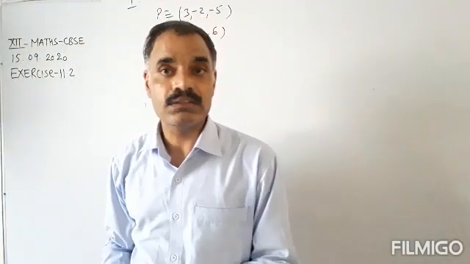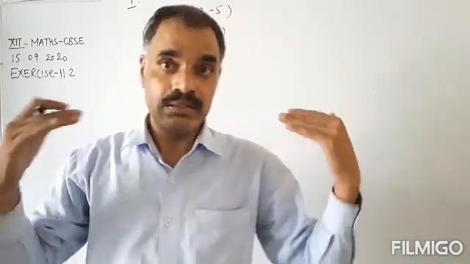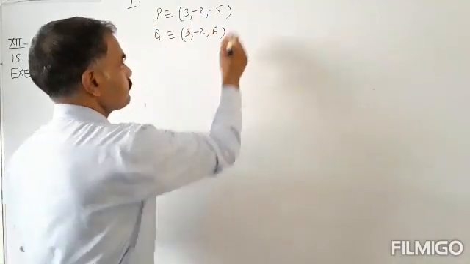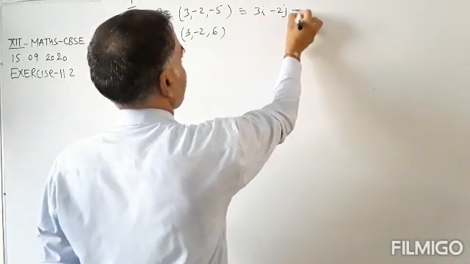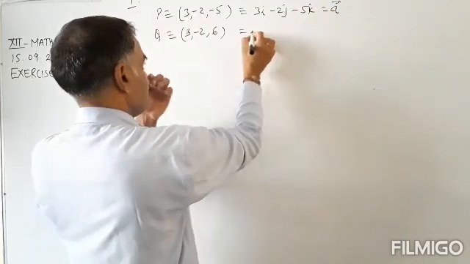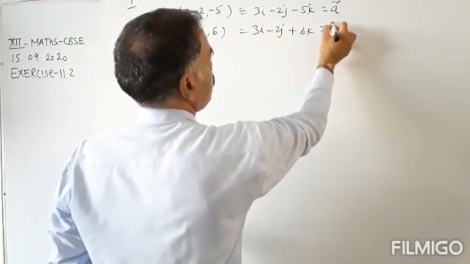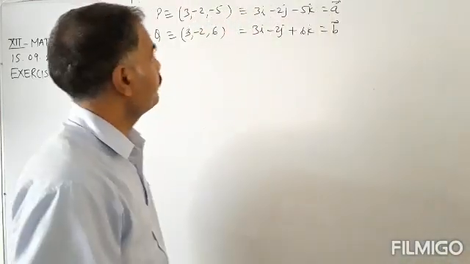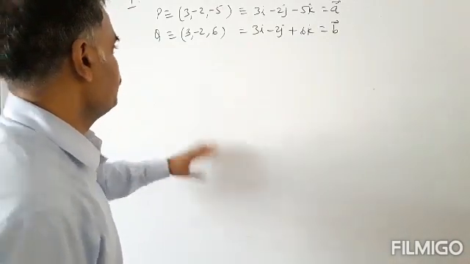We have to find the equation of line passing through these 2 points in vector form as well as in Cartesian form. So this can be written in vector form as 3 i cap minus 2 j cap minus 5 k cap, the a vector, and this as 3 i cap minus 2 j cap plus 6 k cap, the b vector. These are the 2 points, a vector and b vector.